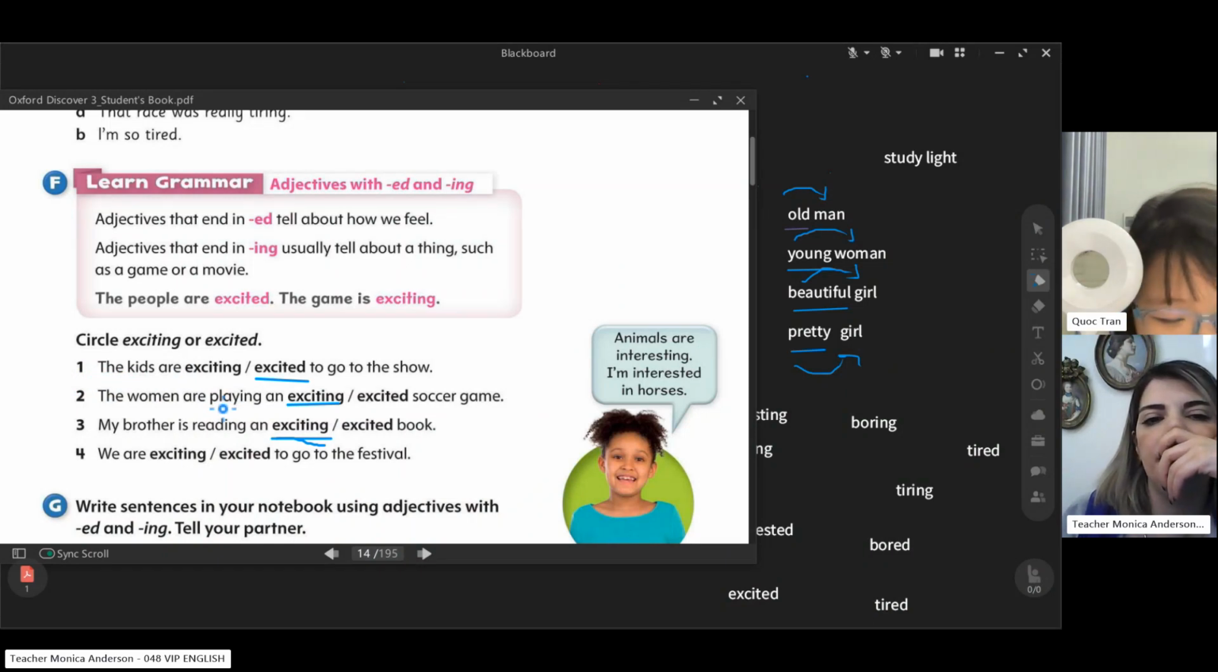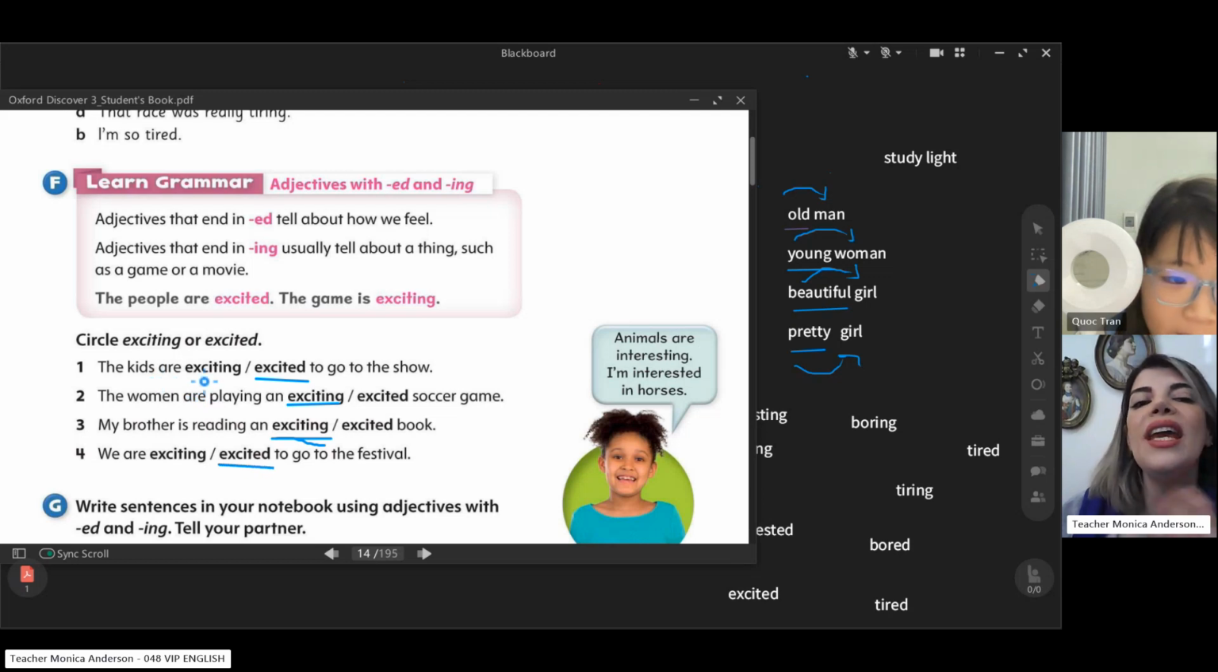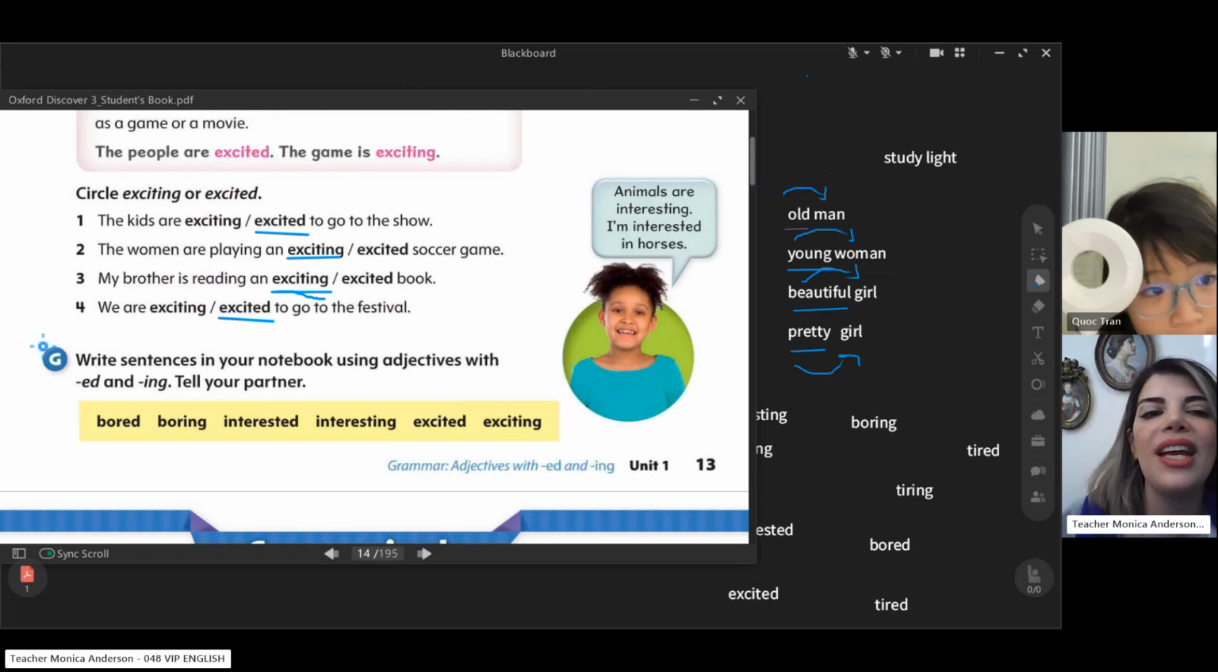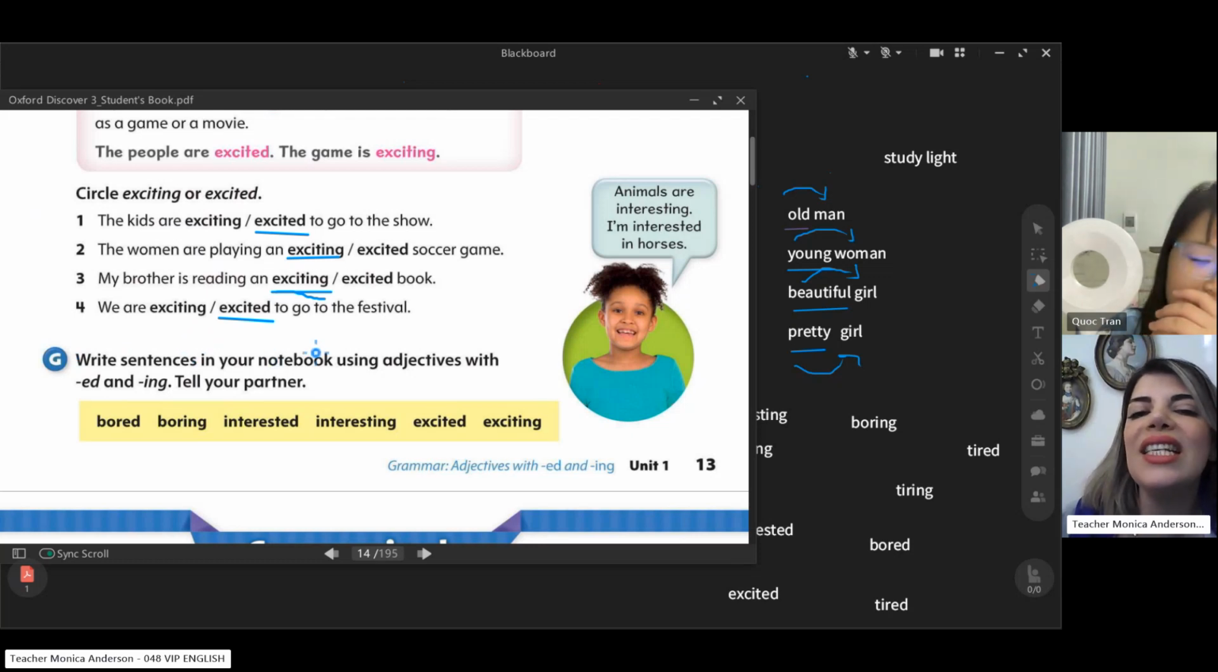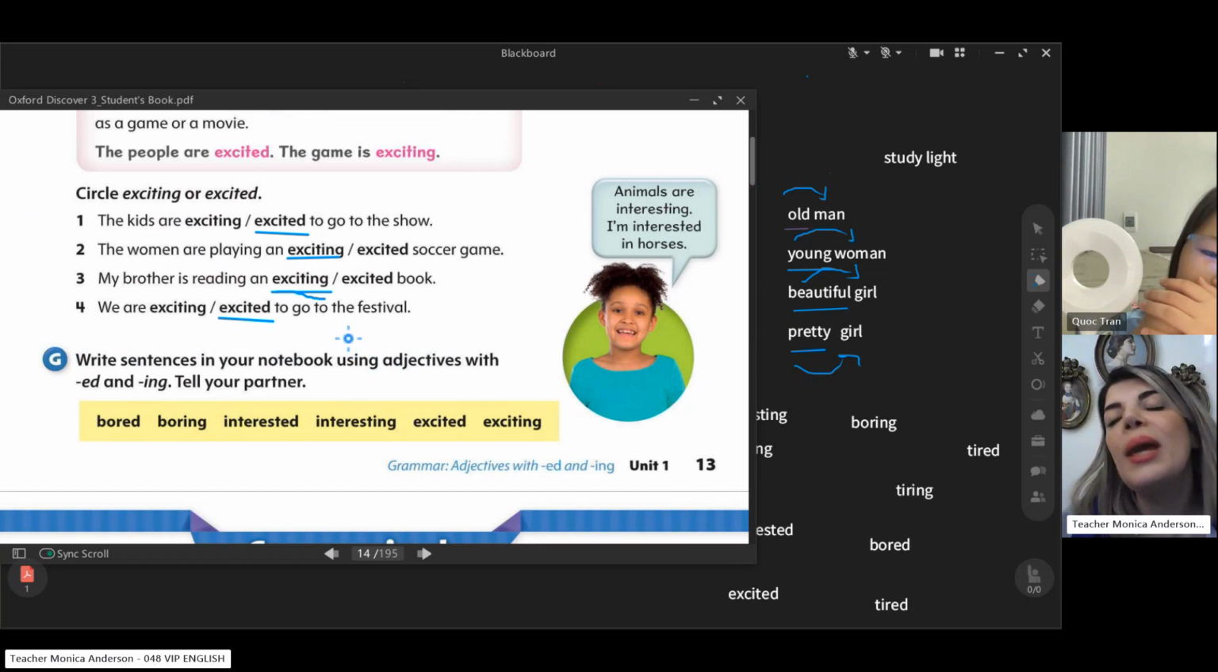We are excited. Excited? Very good. We are excited because we are talking about ourselves. Very good. Well, now we have some other words. Bored, boring, interested, interesting, excited, exciting. May I ask you to make some sentences using these adjectives?